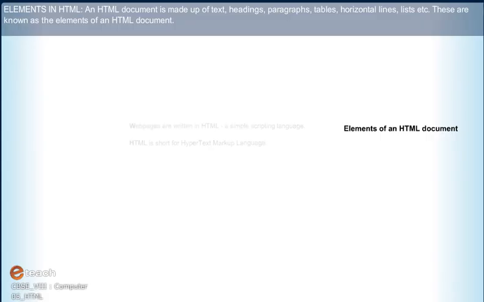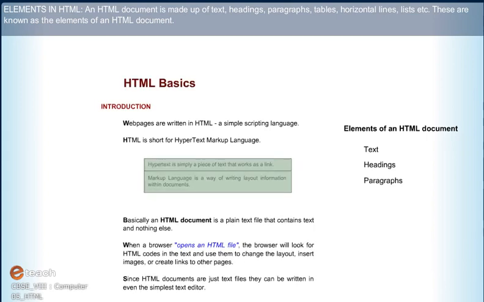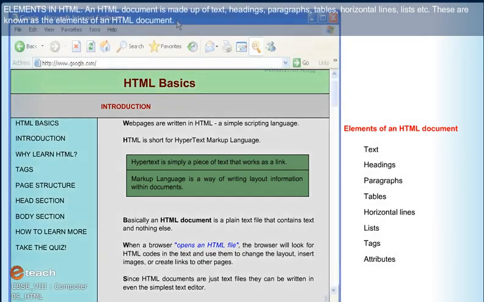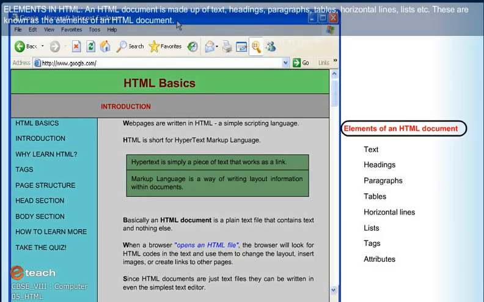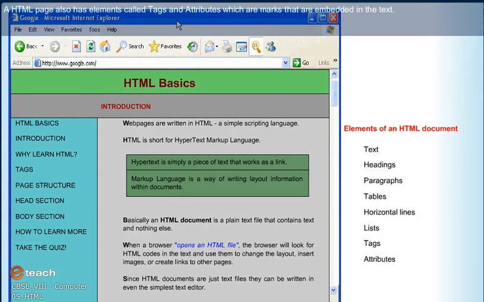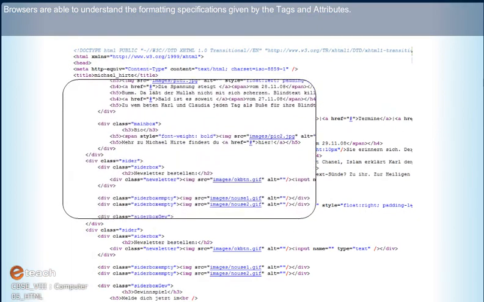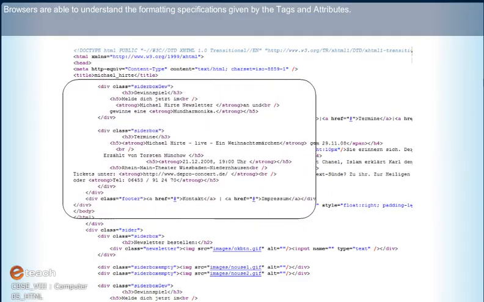Elements in HTML. An HTML document is made up of text, headings, paragraphs, tables, horizontal lines, lists, etc. These are known as the elements of an HTML document. An HTML page also has elements called tags and attributes, which are marks that are embedded in the text. These elements define the appearance of the page and decide how the page will appear in the browser. Browsers are able to understand the formatting specifications given by the tags and attributes.